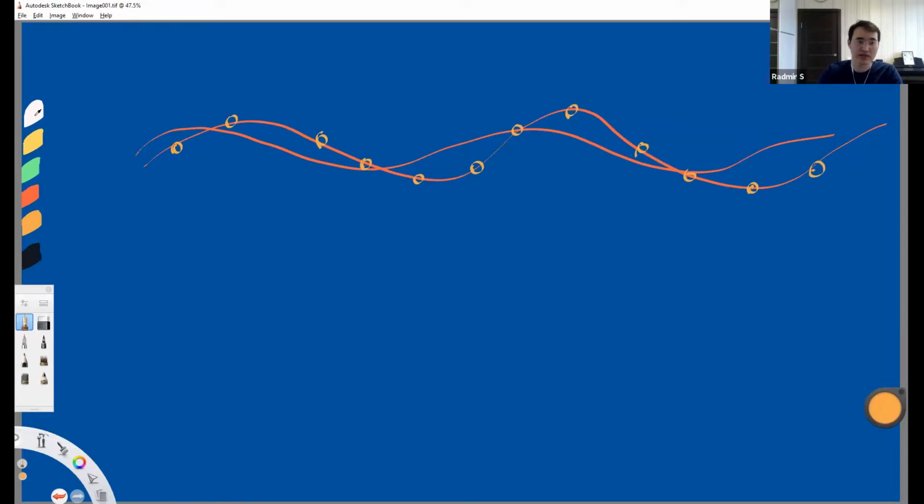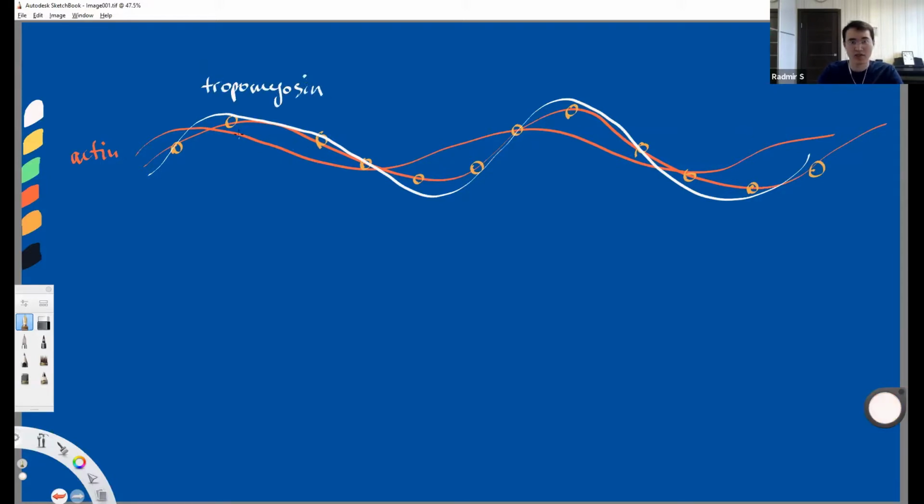But we permanently have these binding sites occupied by the tropomyosin. So we have actin and tropomyosin. It blocks or prevents the myosin from interacting with the actin. But at the same time, it is already bound to troponin. Let's picture it like this: we have troponin that is bound to the tropomyosin, okay?